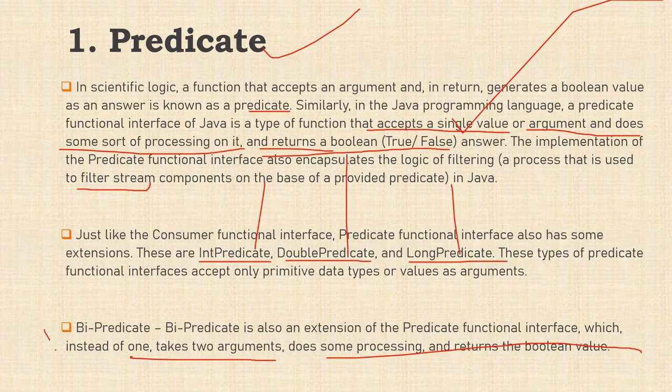But in BiPredicate, so we have Predicate and we have BiPredicate. In Predicate it takes one input and returns boolean. But in BiPredicate it takes two inputs and returns boolean. So I hope you understood.